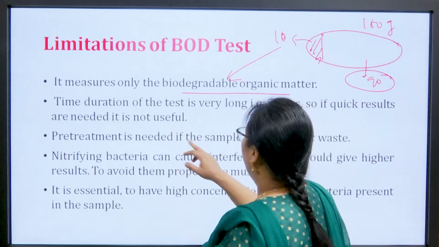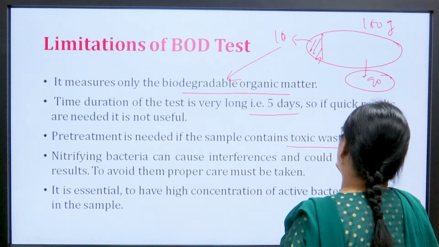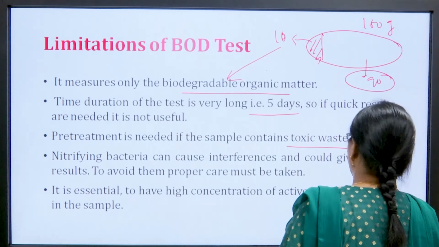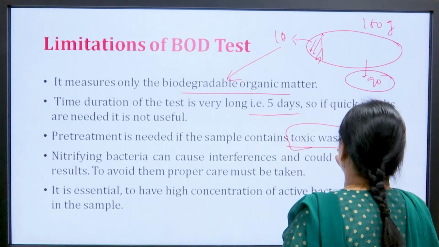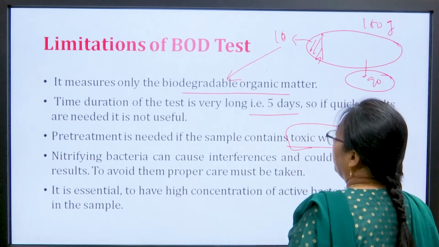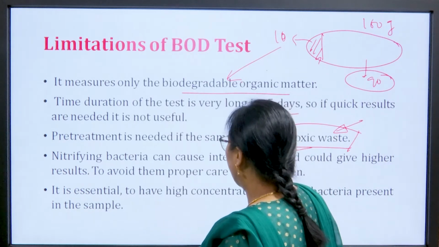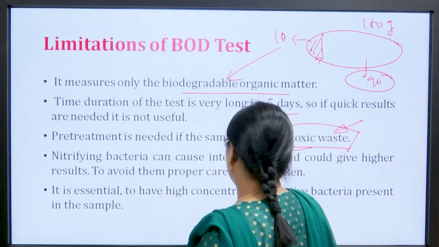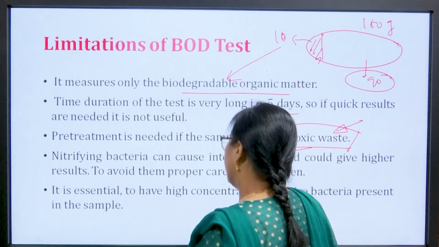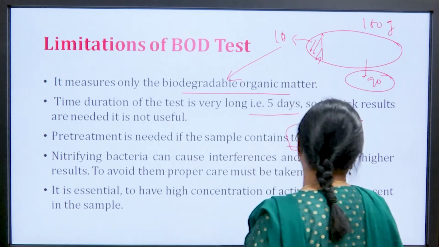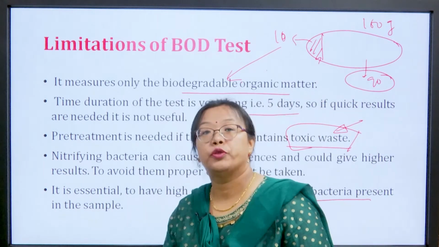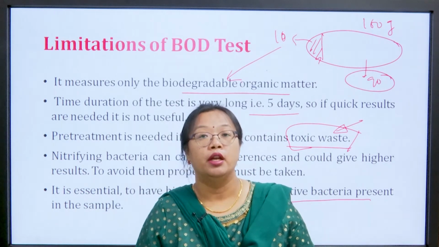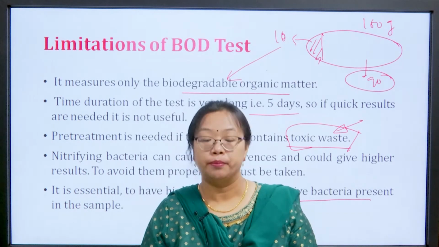Pre-treatment is needed if the sample contains toxic waste, obviously, because bacteria won't be able to survive when there is toxic waste. So, you first have to make sure the toxins are removed and then you can do the BOD test. Nitrogen-fixing bacteria can cause interference and could give higher results. To avoid them, proper care must be taken. It is essential to have a high concentration of active bacteria present in the sample. So, when you do the BOD test, you should make sure that you have lots of active bacteria. If it is not there, you have to do seeding, right?